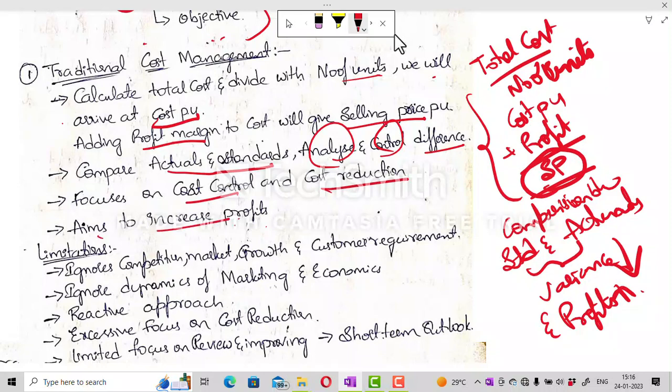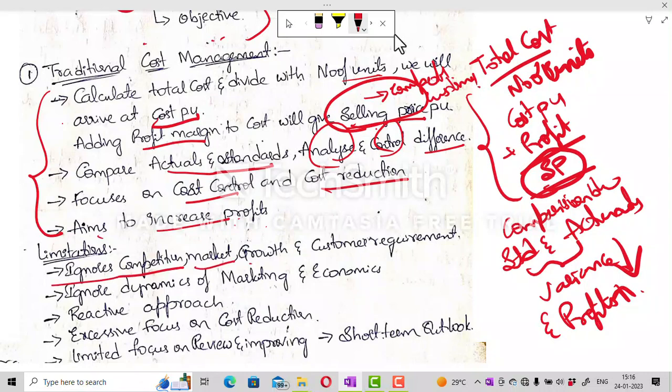See, in these four stages, we are able to see some flaws. They are selling the product at the selling price arrived at in this model, but they are not seeing what the competitor is charging or what the customer is able to pay. See, this is the first limitation: it ignores the competition, market growth, and customer requirement.